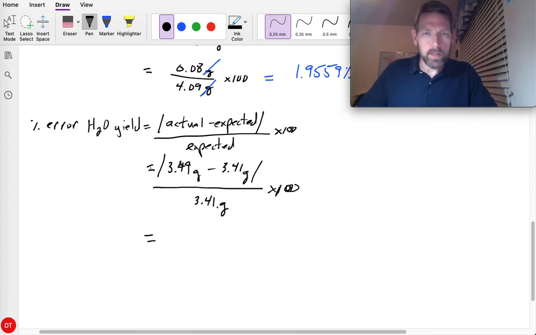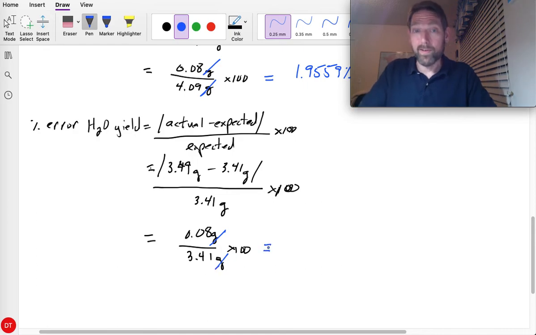So you should see that, again, there's a difference of 0.08 grams divided by 3.41 grams times 100. Once again, that unit's gone. 3.49 minus 3.41 is 0.08, divided by 3.41 times 100. Check my math, but you should have 2.3460%. So we're going to go with 2.35%.